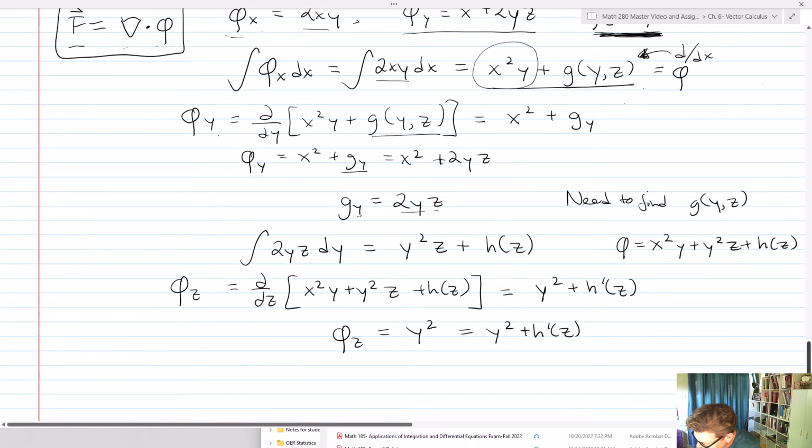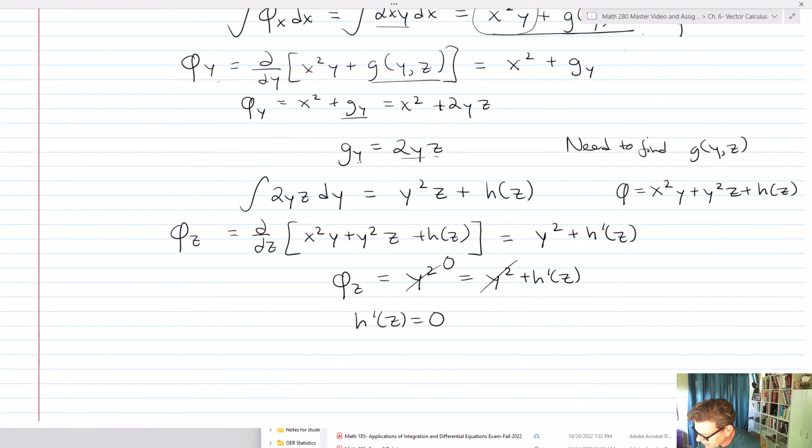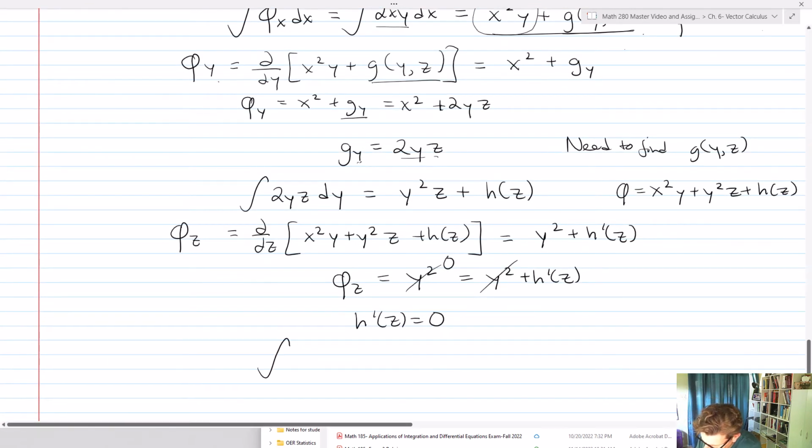And what that means is that h prime of z equals 0, right? Because the y squareds will end up canceling and end up with 0 here. So you get h prime of z equals 0. So now we want to find that last function. We'll integrate 0 dz, integrate with respect to z, okay? Which is, excuse me, not phi of z, but 0 dz. That just ends up equaling some constant c, okay?